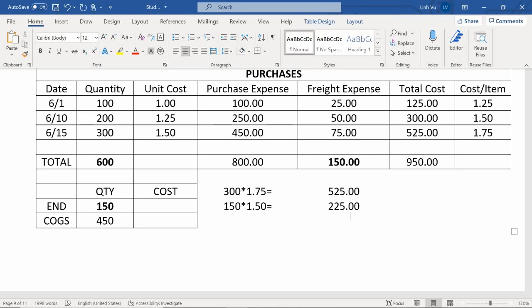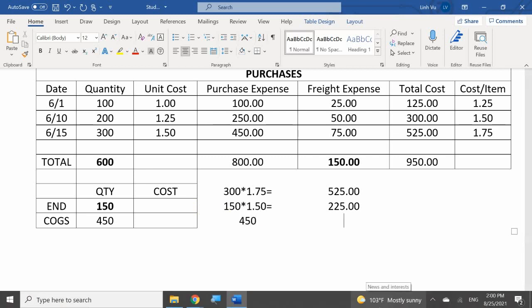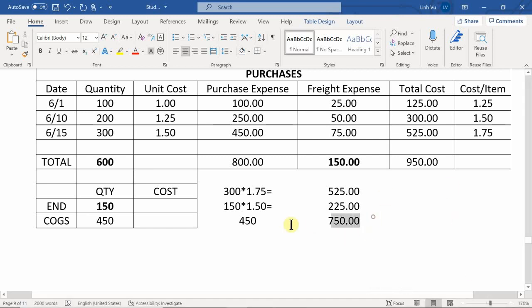$225, okay? So here I have a total of 450 items at a grand total of $750. Okay. So if I sold a total of $750, what is my total ending balance?